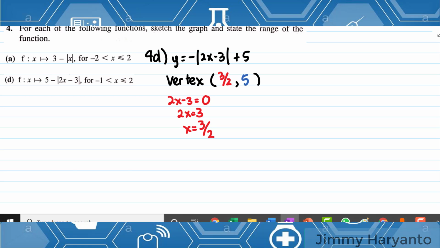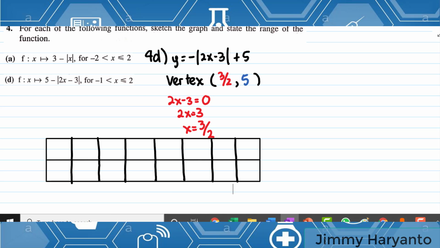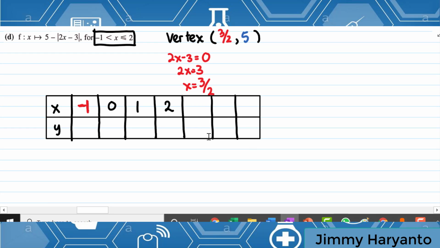Wait a minute. Take a look at the domain given in the questions. It starts from -1 until 2. So x and y start from -1, but this one is not included. Be careful. And then 0, and then 1, and then 2. So you only have to find the value of y from -1 until 2.